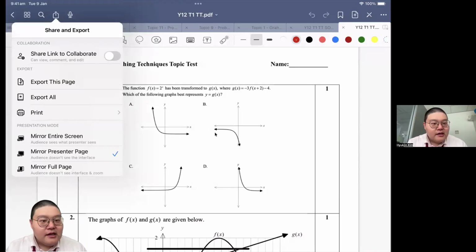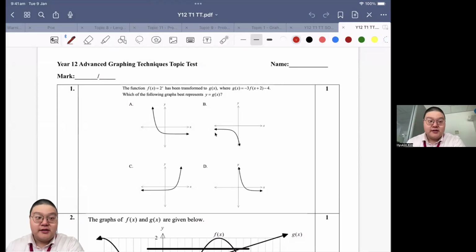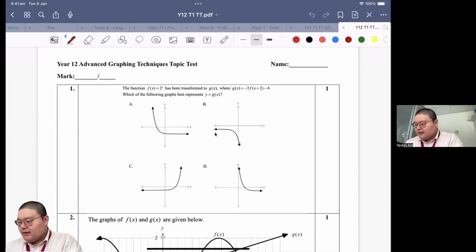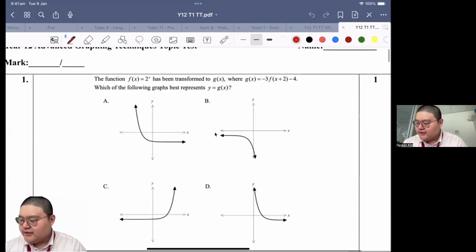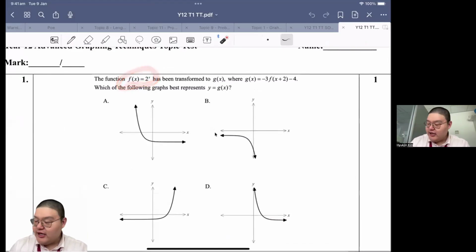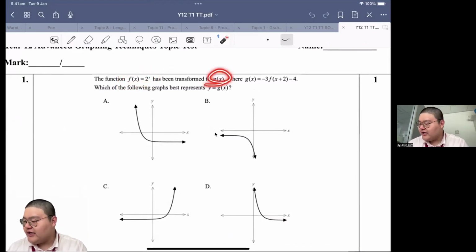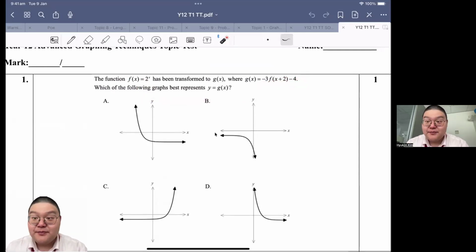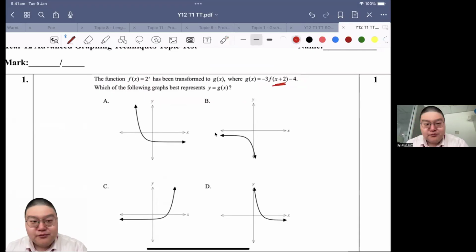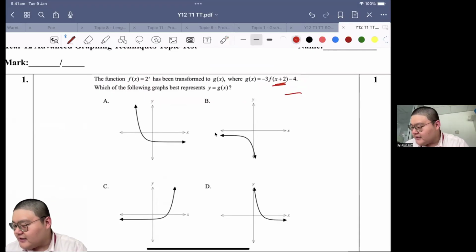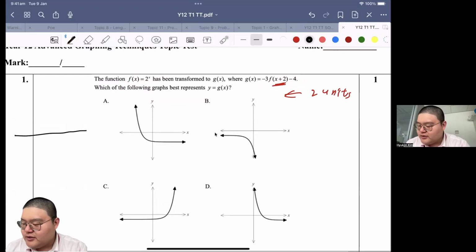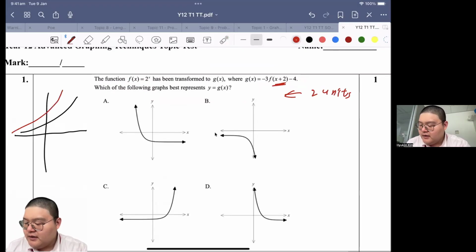Okay, let's get started with our topic test worked solutions. First things first, when I'm looking at this question, it says f of x is 2 to the x, and it has been transformed to g of x, where a bunch of this is happening. This is a lot of things at once, right? Let's have a look at it one step at a time. First, the input was added by 2. This means it is shifted left by 2 units. So whatever this initial exponential graph would have looked like has now been moved over here. That doesn't really help in our situation right now, okay?